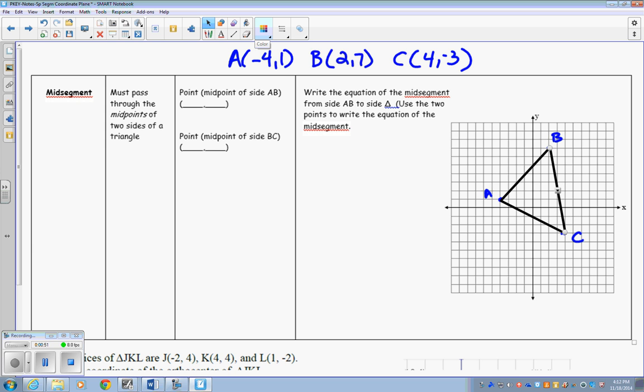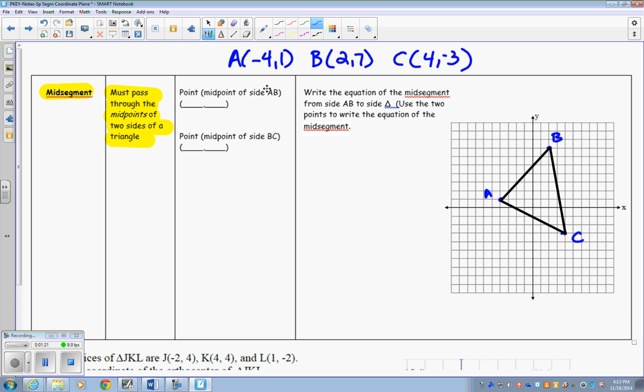Let's move that one over a little. I think everything lines up. Okay, so to create the equation for a mid-segment, we have to understand its definition. Basically, a mid-segment must pass through the midpoints of two sides of a triangle. So I could give you our steps, where the first thing is we're going to have to find the midpoints of each side. Okay, I'll go ahead and write that down.